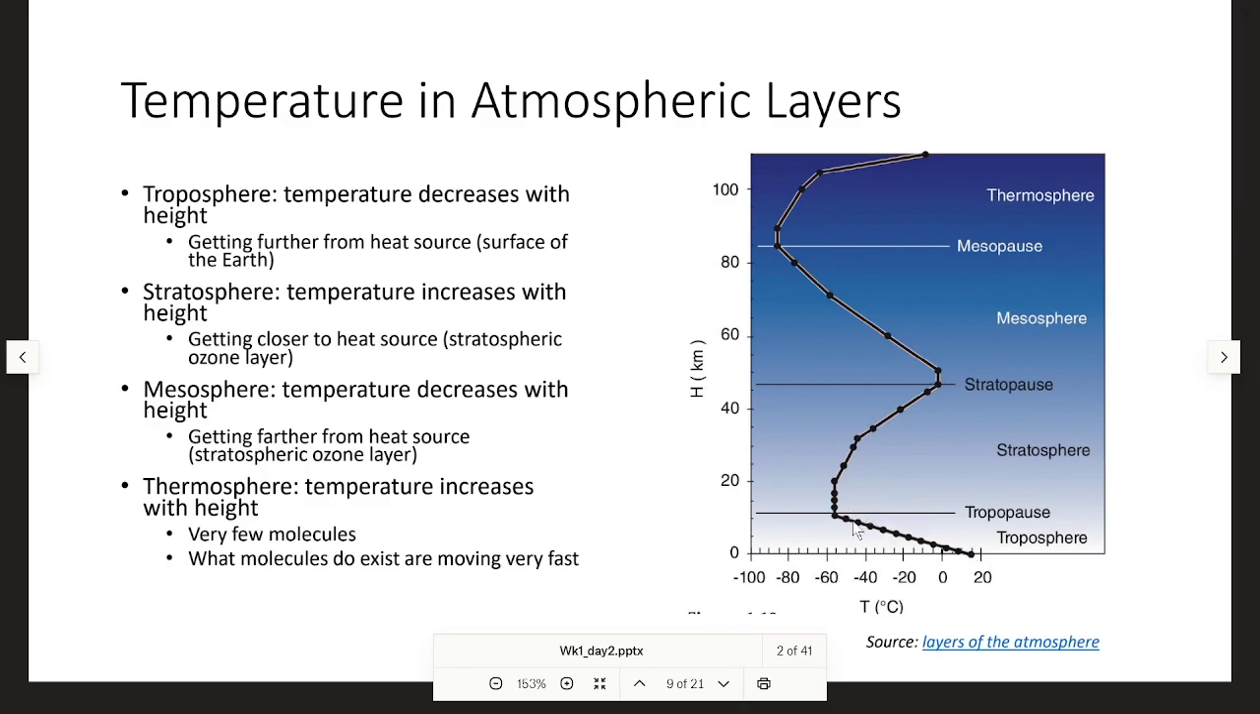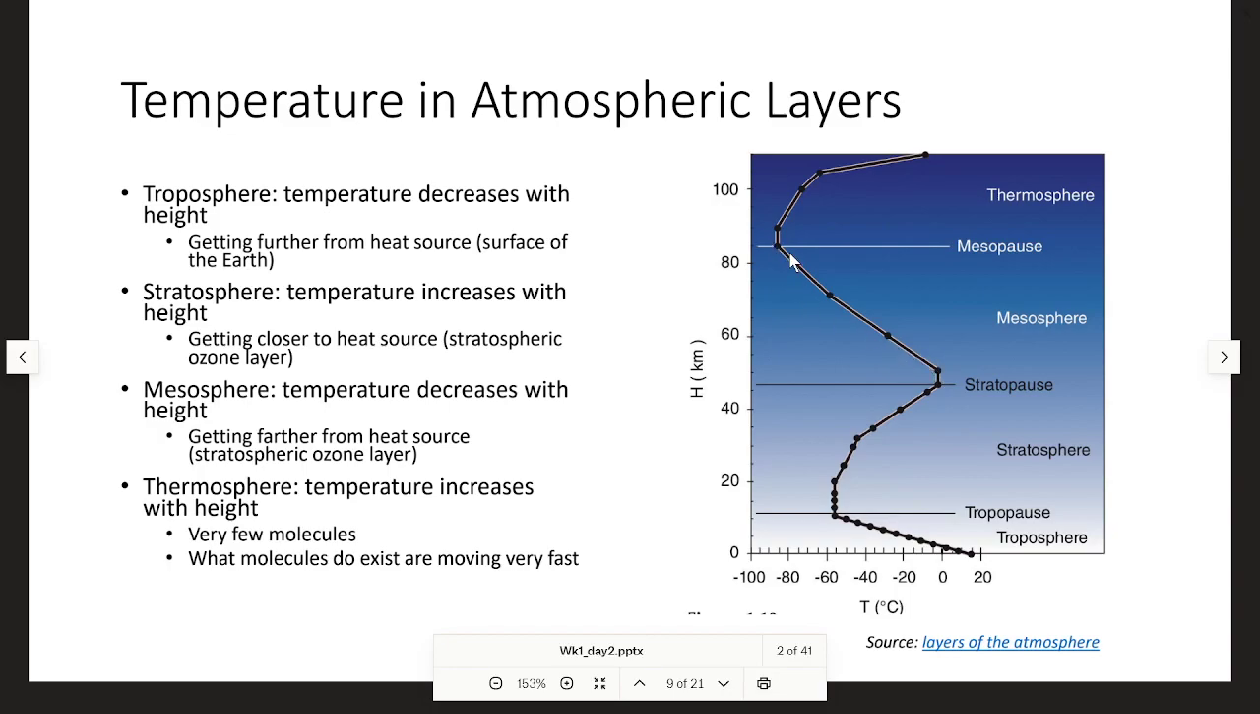But once it hits the tropopause, which is between the troposphere and the stratosphere, that's when the temperature starts heating back up. That's because of the ozone layer, like I was talking about. It absorbs UV and it lets out heat as energy. So this layer warms up until you hit the stratopause, where you start cooling down again.